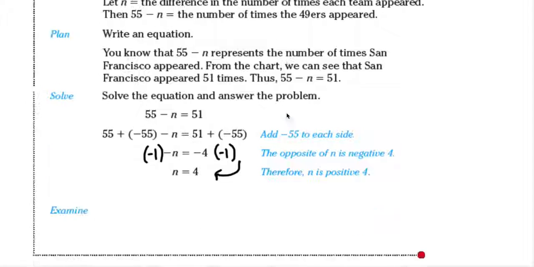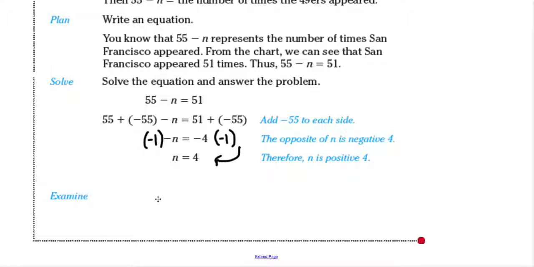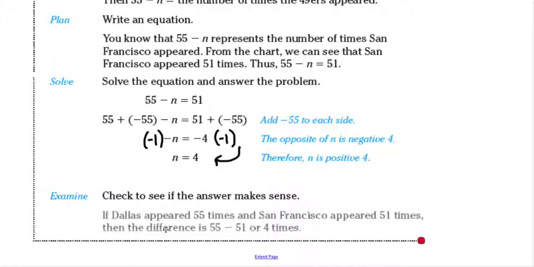And in checking our answer, we simply see if our answer makes sense. If Dallas appeared 55 times and San Francisco appeared 51 times, then the difference is 55 minus 51, or 4 times. Makes sense.